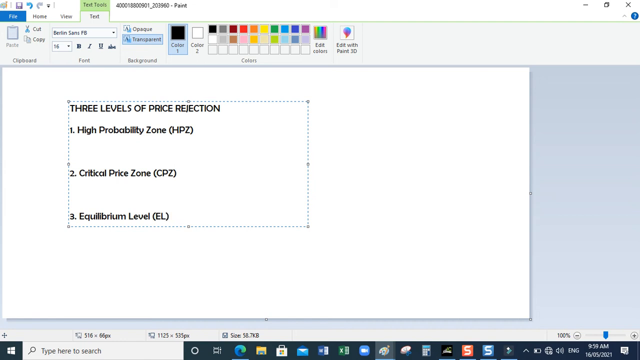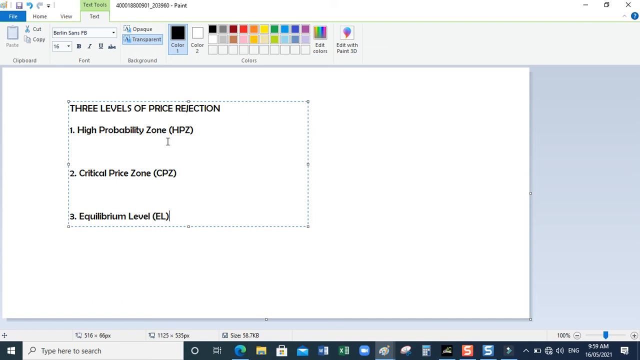Yeah. So price reacts within these three zones. Anytime price falls into any of these zones, you can fix your entry point at these zones, either by using a pending order or market execution, an instant execution order.